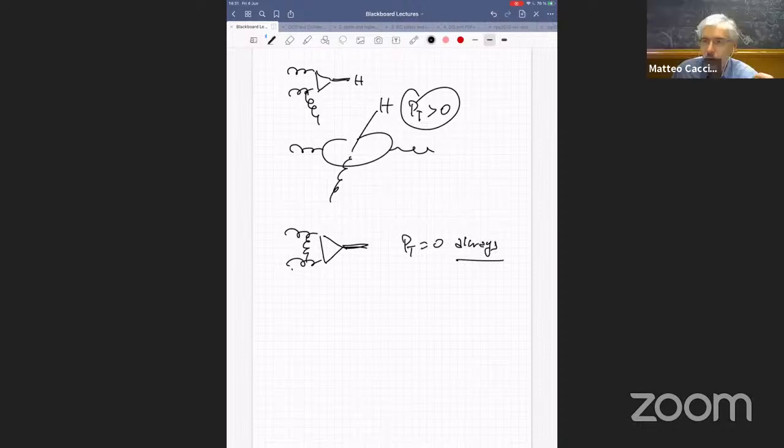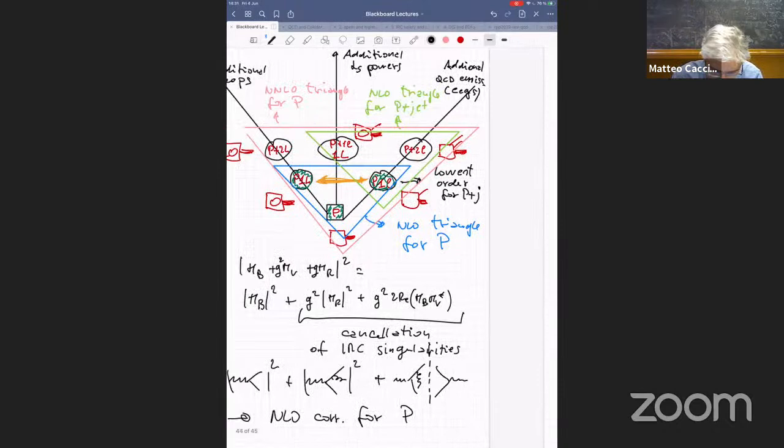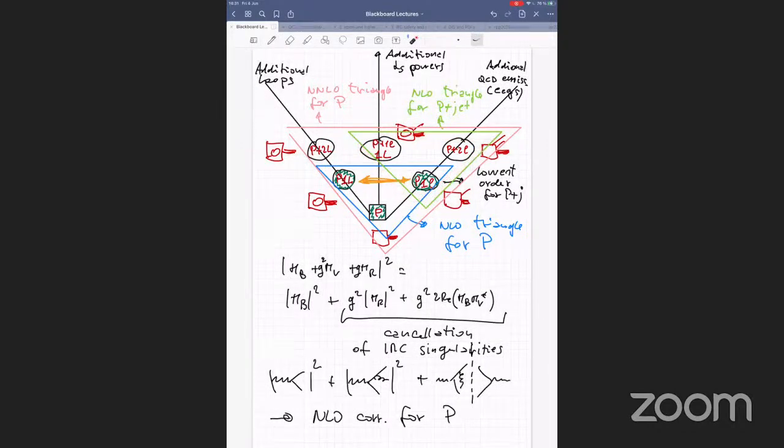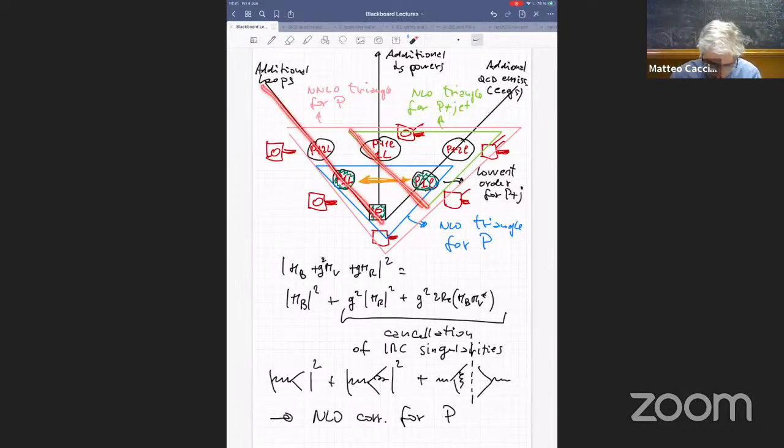So a loop correction to this process will never contribute to a Higgs with a PT. So you don't need it. And indeed, you see that you don't need it, because it is not contained in my triangle. The triangle always starts at the leading order process and goes up with sides that are parallel to this. So the triangle for Higgs plus one jet is this one, and it will never include these amplitudes here.